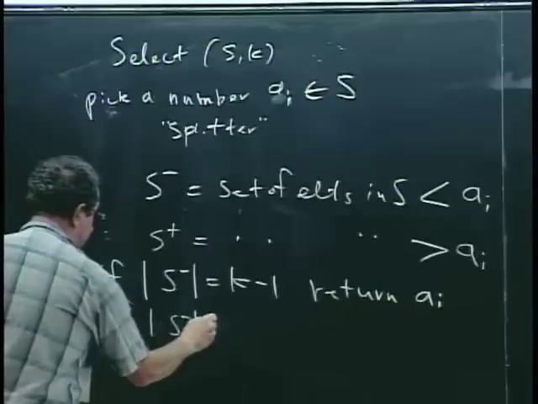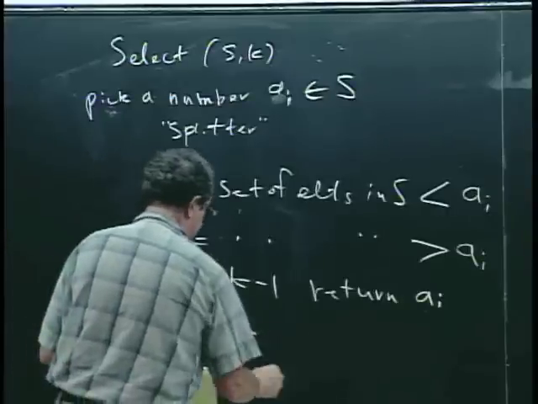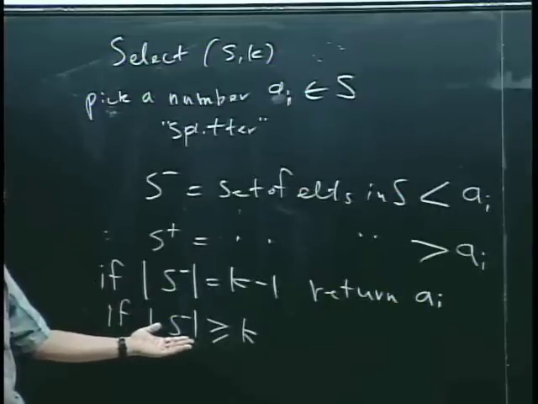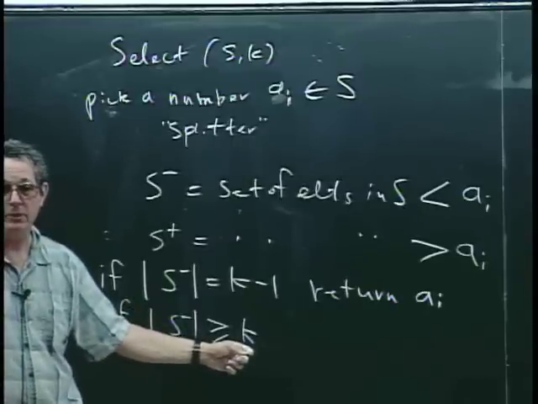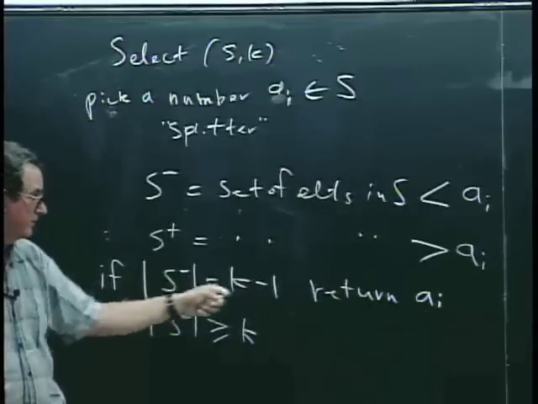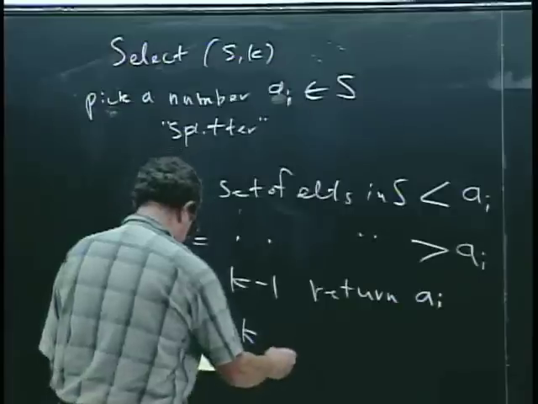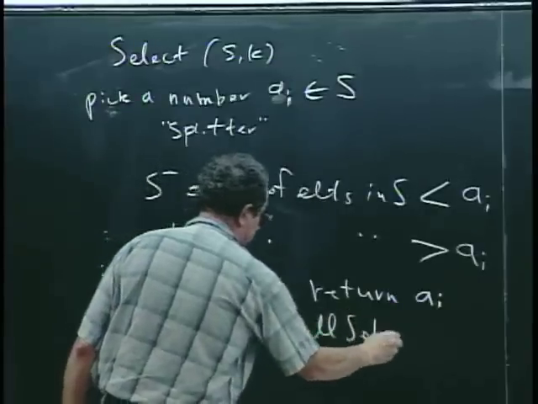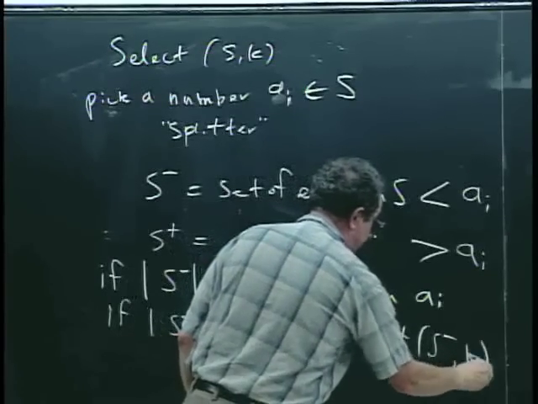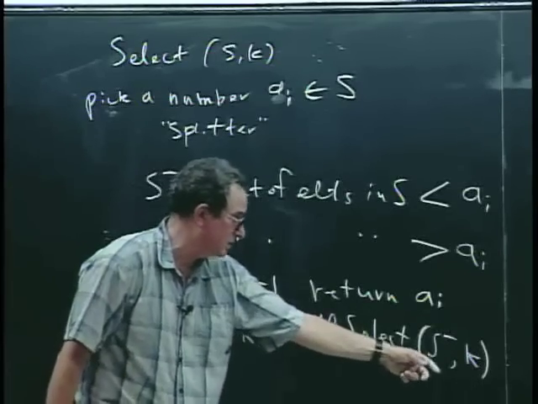If the size of S minus is greater than or equal to k, what should we do? The number of elements that are strictly less than a_i is greater than or equal to k. We're looking for the kth smallest element. So where is it? It's not a_i, because the previous condition would have to occur for it to be a_i. Is it in S plus? No, it's got to be in S minus. So in that case, we call select on S minus, the set we know it's in. And what are we looking for? We're still looking for the kth smallest. This is a recursive call to select, but the set we're giving it is smaller, so we're making some progress.